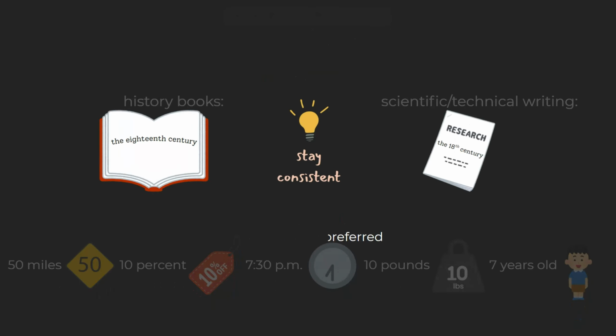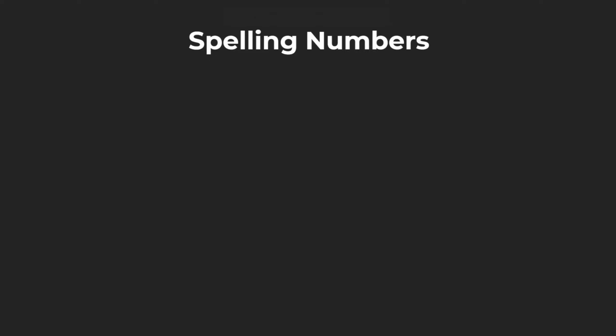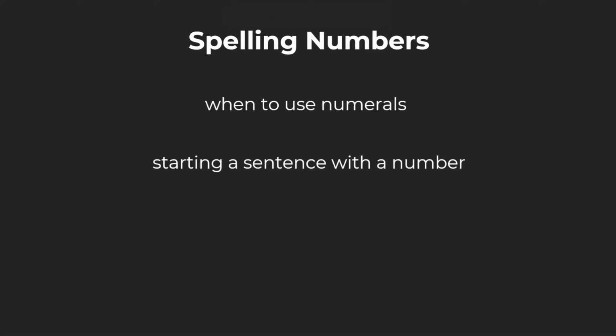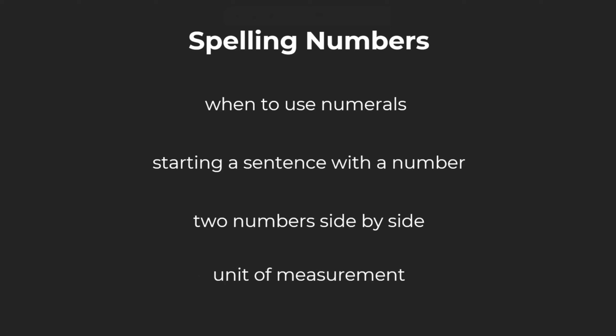And that wraps up our review on spelling numbers. We've covered when to use numerals versus spelling them out, what to do when starting a sentence with a number, how to format two numbers side by side, and writing numbers attached to a unit of measurement. Make sure to watch the rest of the videos in the series for a comprehensive review and keep practicing.